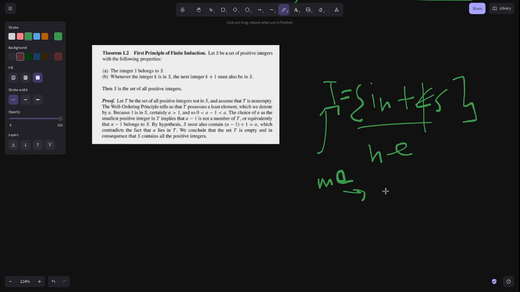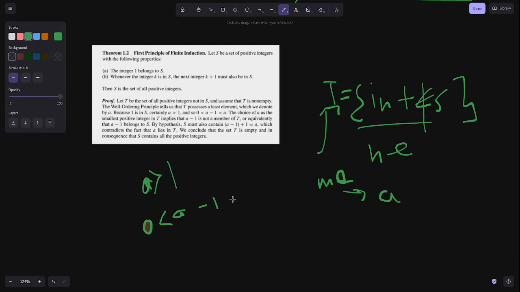Since 1 is in S, a will be greater than 1. a cannot be 1, right? And so 0 is less than a minus 1 which is less than a. Why is this? Okay.